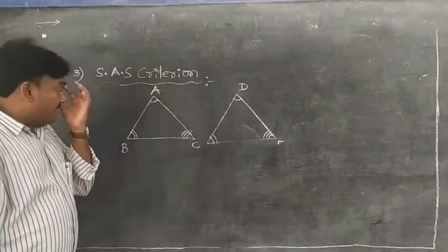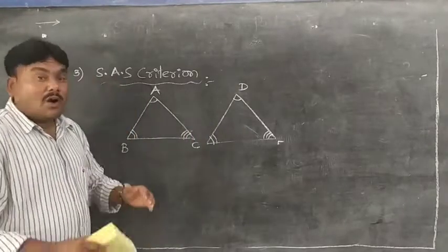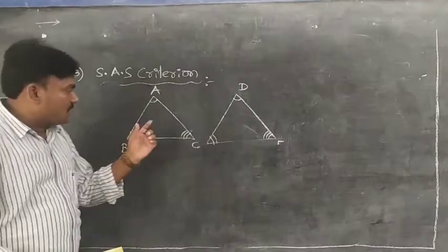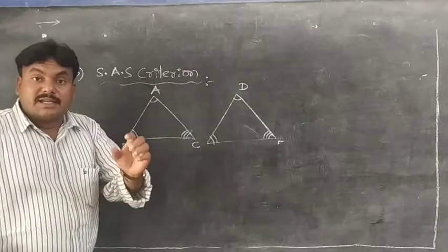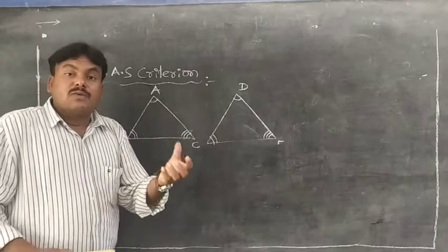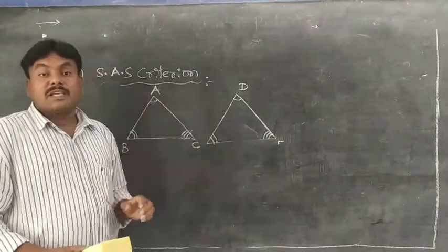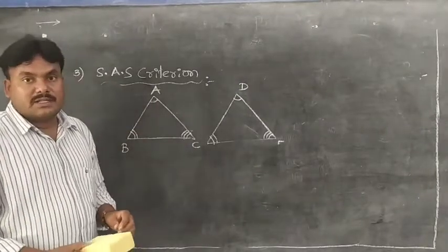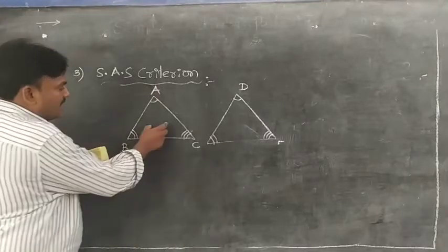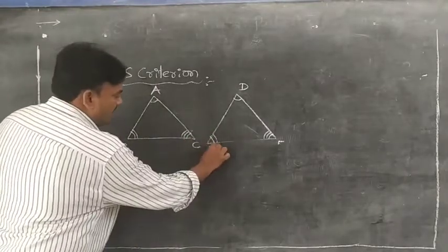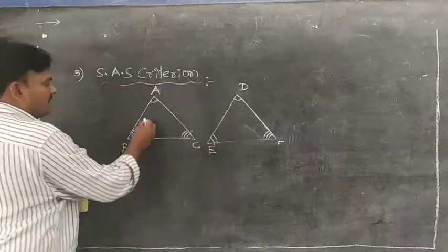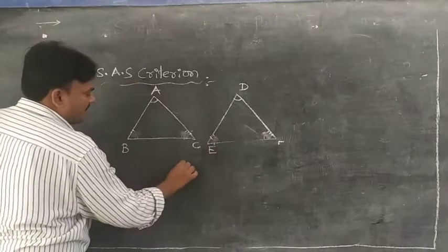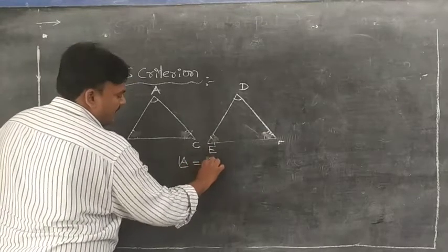In two triangles like ABC and DEF, how to define the SAS criterion? Observe, in two triangles, if two corresponding sides are proportional and the included angle is equal, then both triangles are similar to each other. Here I take the triangles ABC and DEF. Observe, I have taken angle A equal to angle D.